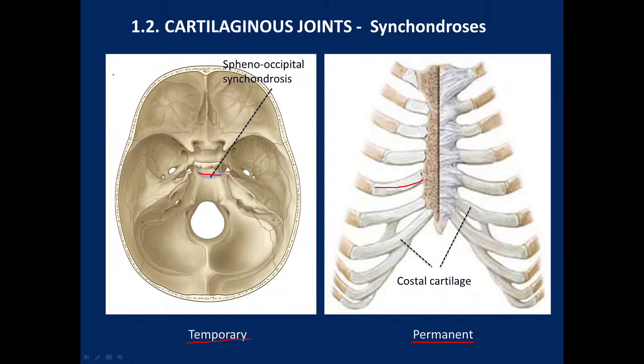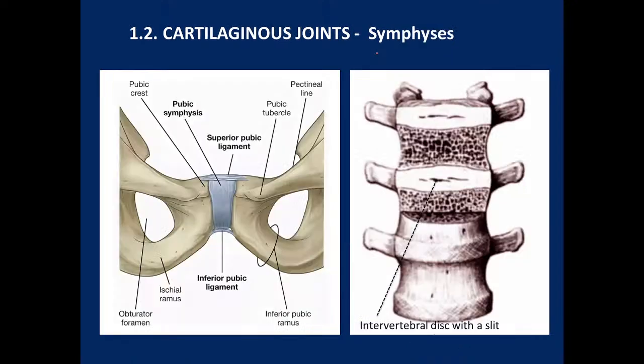So these are two types of synchondrosis, typical for the fibrous joints. I hope you remember that cartilaginous joints as well as fibrous joints are part of synarthrosis, which means not movable joints.